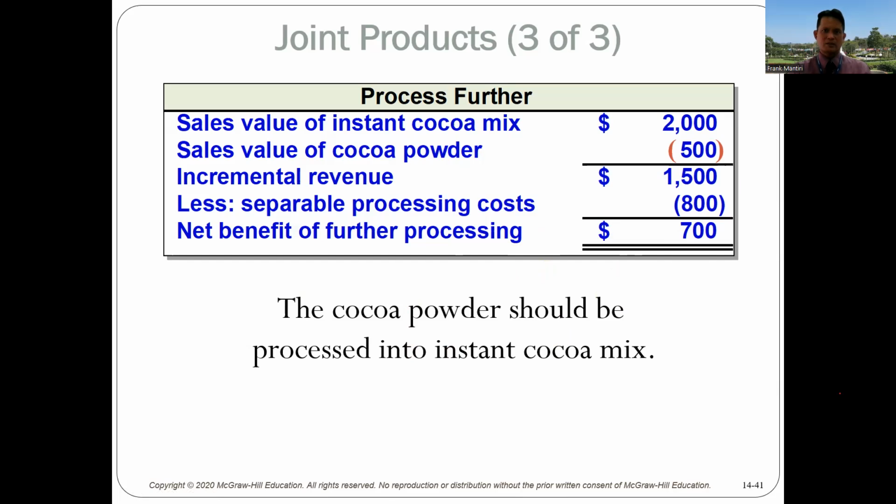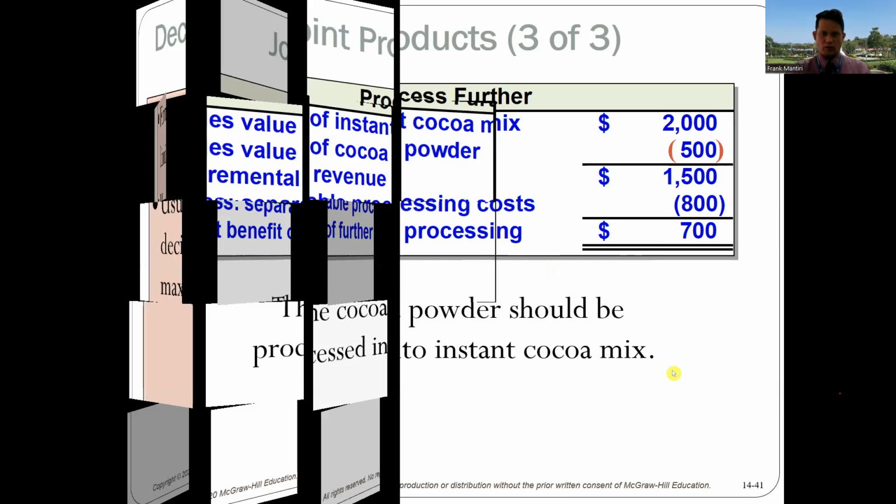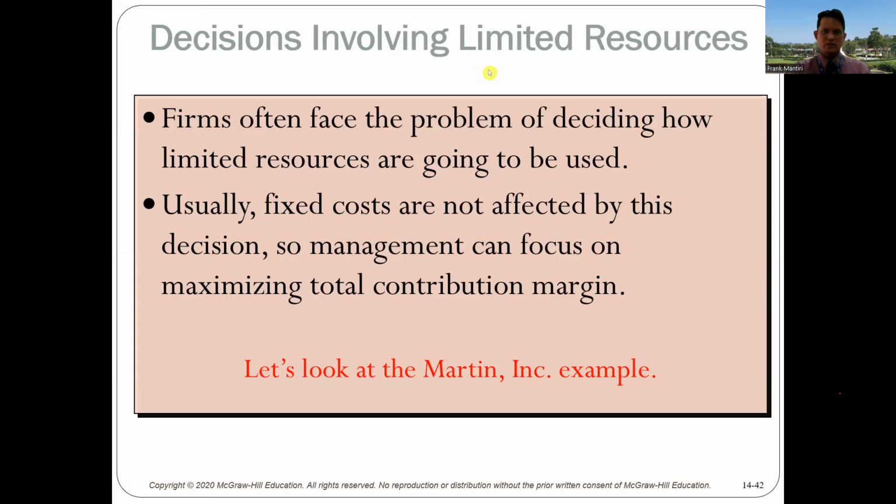So that is the joint products if you want to process more further. So the decision involved in whether to process more or not depends on the manager. Now, in this instance, there's another topic that involves limited resources. So for a company that does not have a lot of resources, they need to think whether they have limited resources or no resources at all.